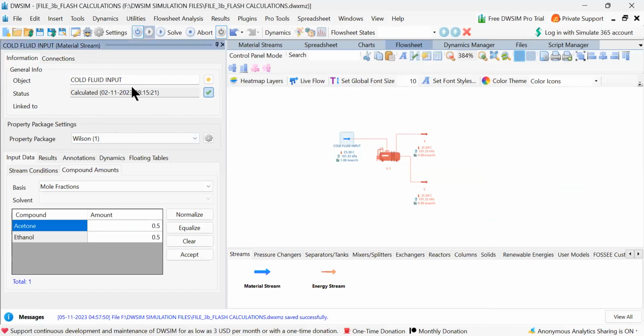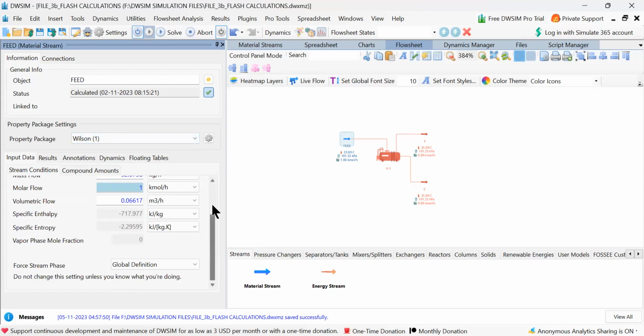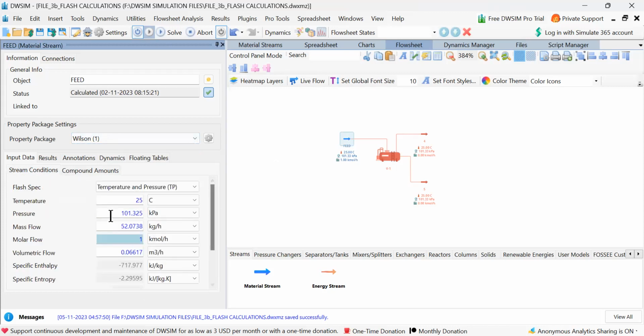Now let us go to our workout. So let us click this. This is our feed input. Let me rename this as feed, then press enter. See here, generally whenever you give certain input, you have to press enter and ensure that it has been accepted by the system. Now the thermodynamic package chosen is Wilson, and for the stream conditions, the pressure is fixed here.